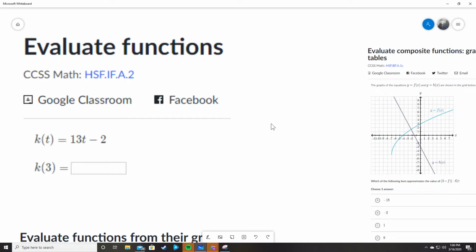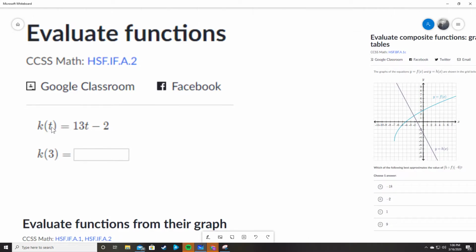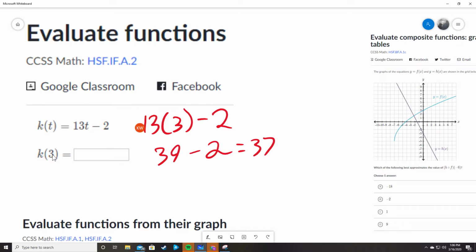Pretty simple enough. We got k of t, and that is 13t minus 2. We say that instead of t, we're going to be plugging 3 in for every t. So this first one, we got 13 times 3 minus 2. Now 13 times 3 ends up giving us 39, and 39 minus 2 is equal to 37. So that means that our first answer here will be 37.